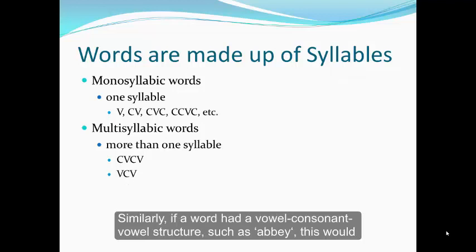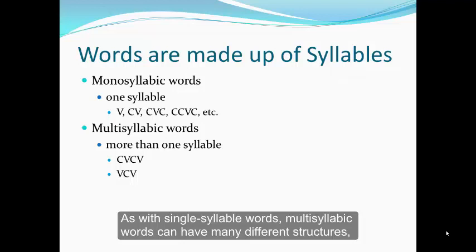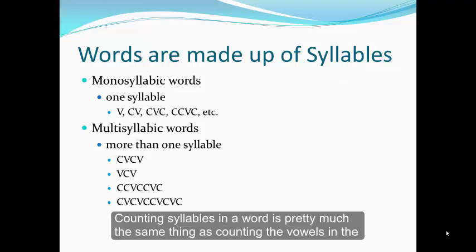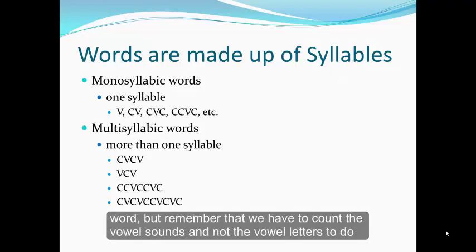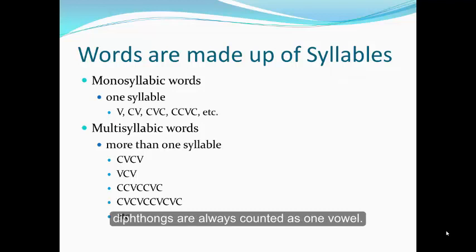Similarly, if a word had a vowel-consonant-vowel structure, such as Abby, this would be multisyllabic as well, by definition. As with single-syllable words, multisyllabic words can have many different structures, some of which can be quite complex. Counting syllables in a word is pretty much the same thing as counting the vowels in the word, but remember that we have to count the vowel sounds and not the vowel letters to do this accurately. And you also have to remember that diphthongs are always counted as one vowel.